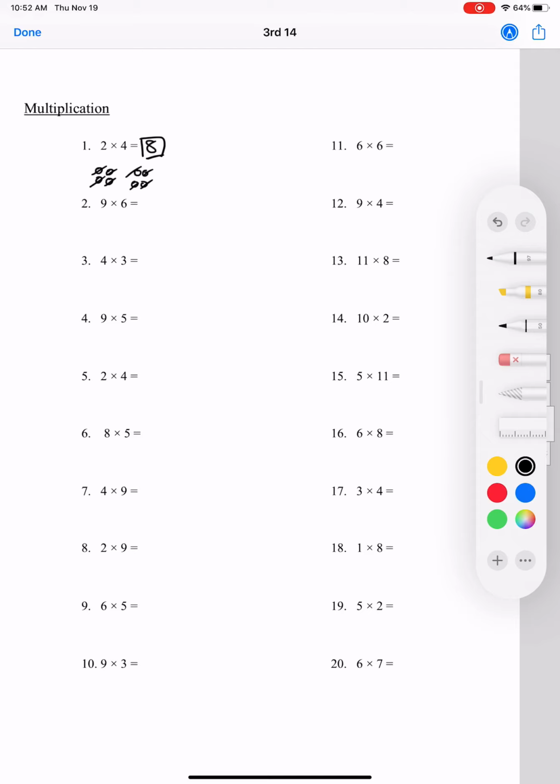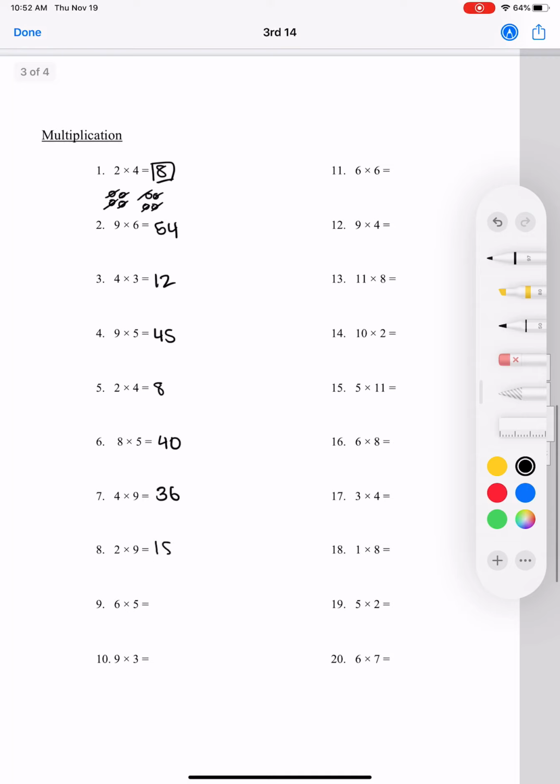9 times 6 is 54. 4 times 3 is 12. 9 times 5 is 45. 4 times 2 is 8. 5 times 8 is 40. Yes, 40. 9 times 4 is 36. 9 times 2 is 18. 6 times 5 is 30. 9 times 3 is 27. 6 times 6 is 36. 9 times 4 is 36 as well.